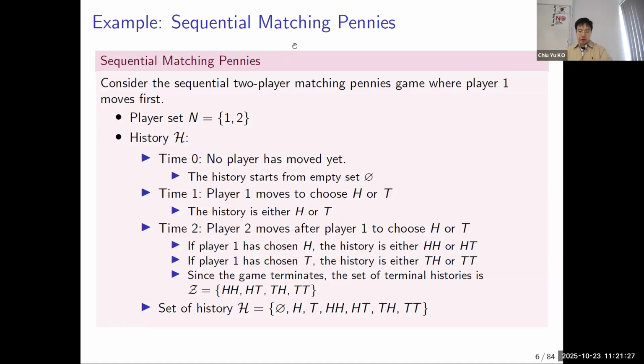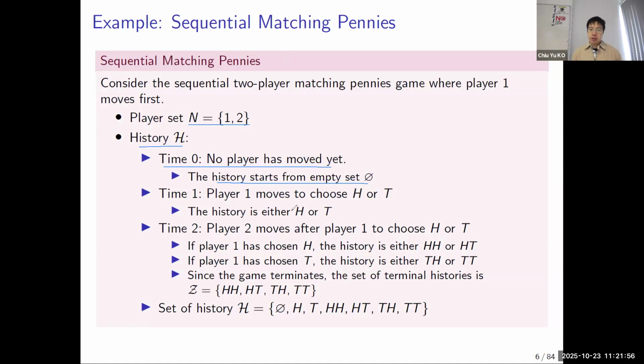Let me finish this example before we break. Very quickly, two players showing the coin out. Player one goes first, player two goes second. Okay. History will be like this. At time 0, no one has moved, so the history starts from a null set or empty set. And player one can choose head or tail.